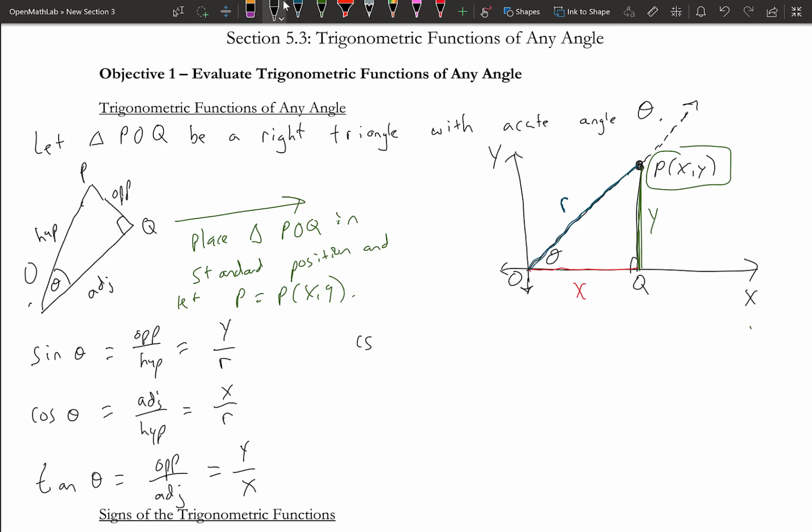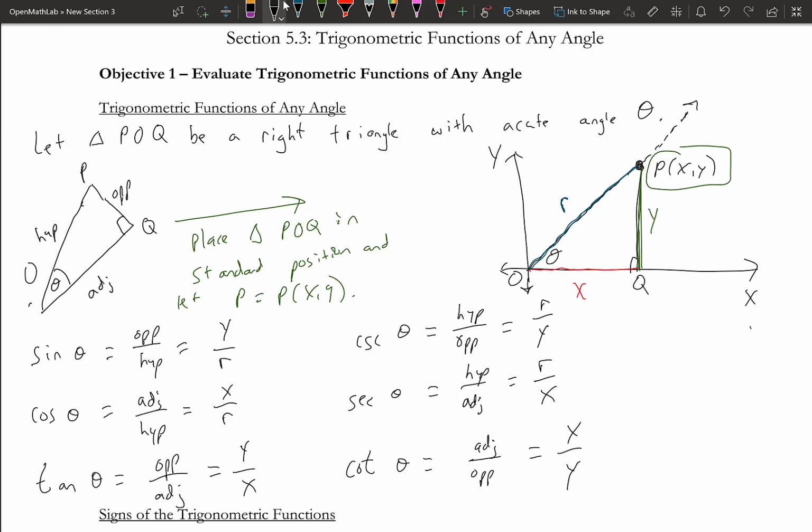Cosecant of theta would be equal to the hypotenuse over the opposite, which would be r over y. Secant of theta would be equal to the hypotenuse over the adjacent, which is r over x. Then lastly, cotangent of theta, which is the adjacent side divided by the opposite, is equal to x over y. So those are my 6 trigonometric functions defined using x, y, and r, from the diagram.